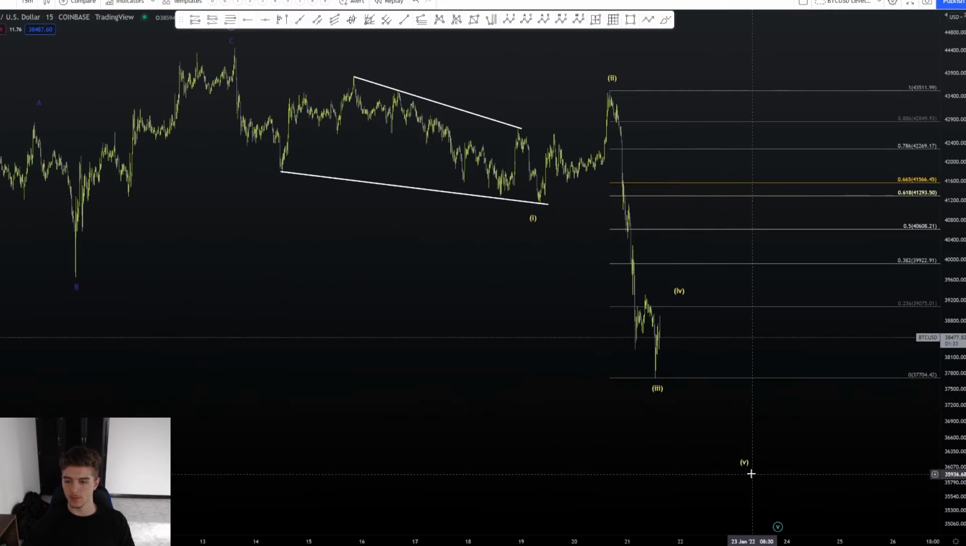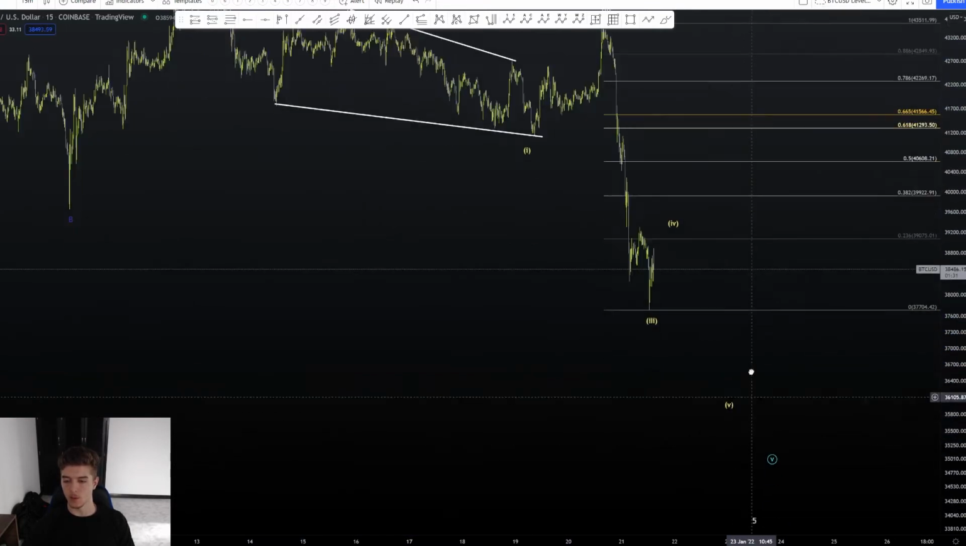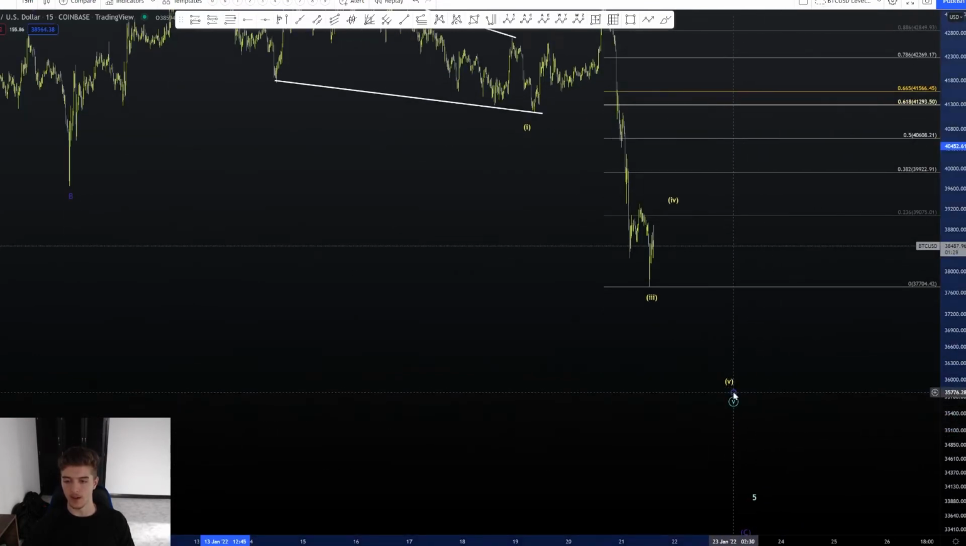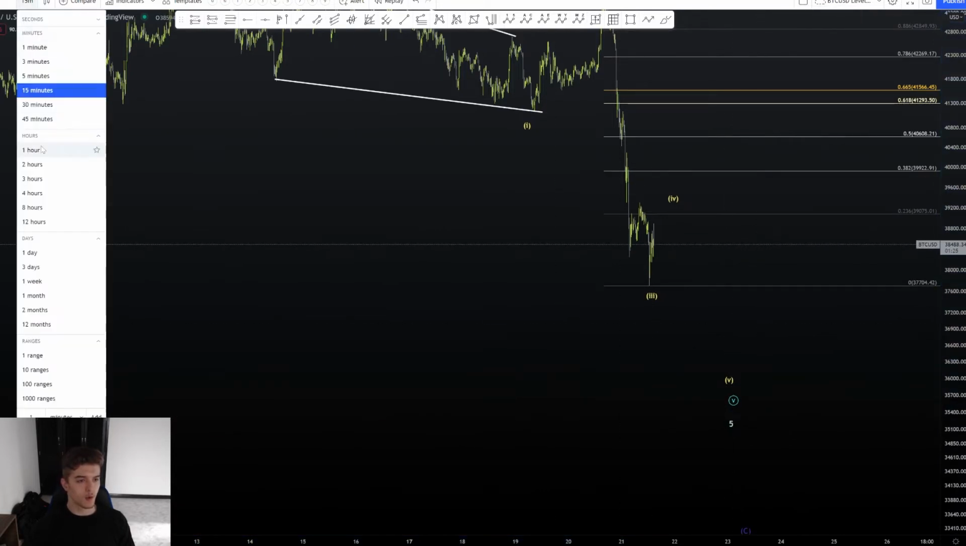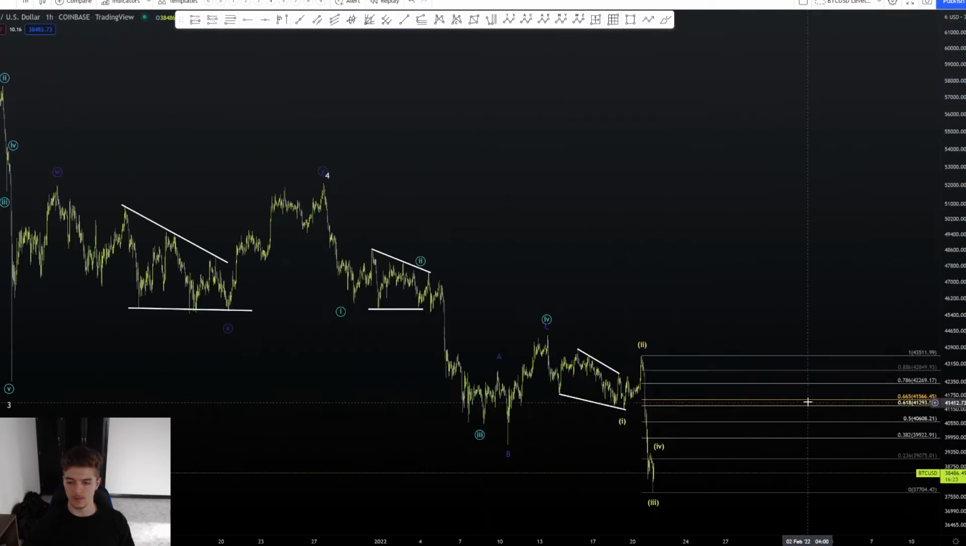And then we have yet to come down for this wave 5, this minuet wave 5 to complete this minute wave 5, and also this minor wave 5. So zoom out a little bit more to show you guys what we're looking at.